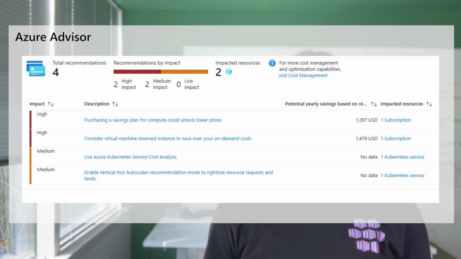And finally, keep your eyes on Azure Advisor. Advisor includes AKS cost recommendations which follow AKS cost best practices. These are tailored to your cluster based on cluster configuration and provide suggested actions to take. For example, enable Cluster Autoscaler to dynamically scale your nodes in and out based on demand, or purchase a reserved instance or savings plan for additional discounts on Azure Compute.